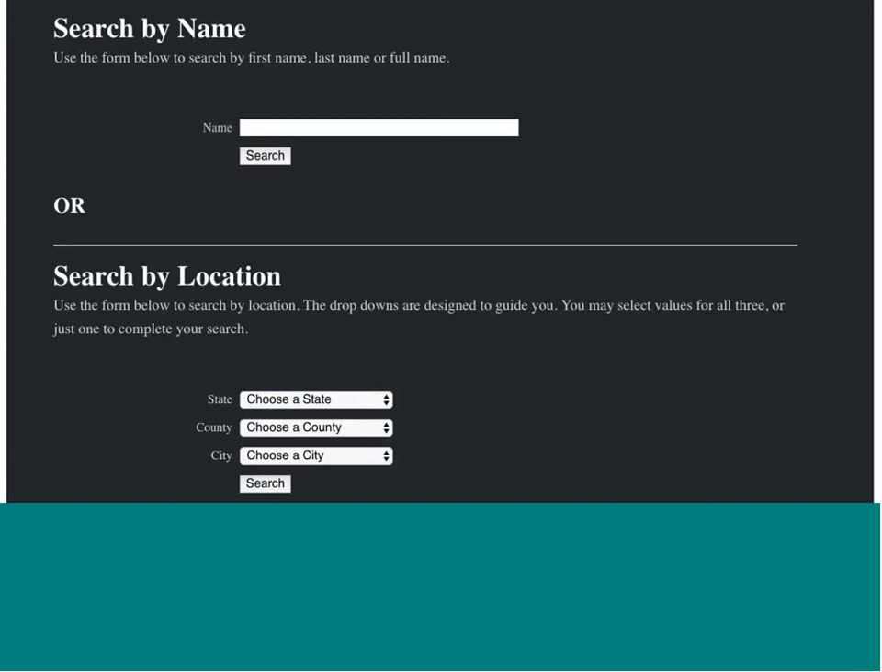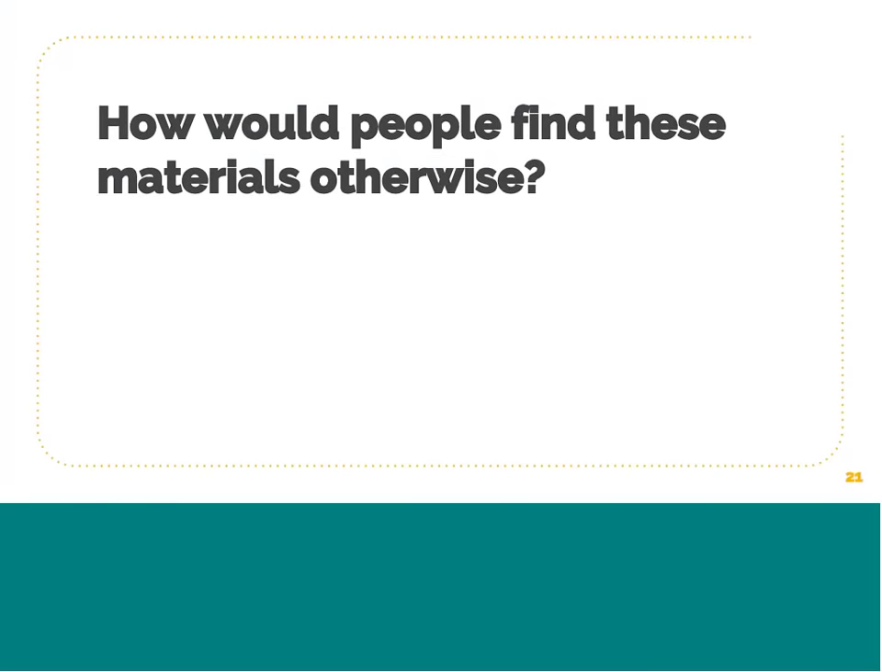Another powerful question that we can ask is how people would find these materials otherwise without the site existing, and what the site or project is doing to change that. We could talk about that in various terms, say whether the project is making the materials available online for the first time, or whether it's making it possible to read or explore materials in various traditional and non-traditional ways.